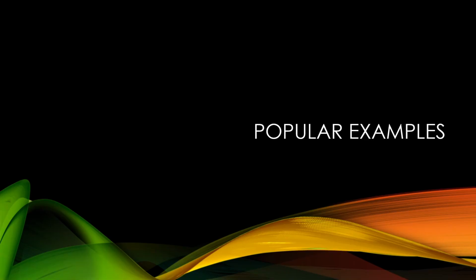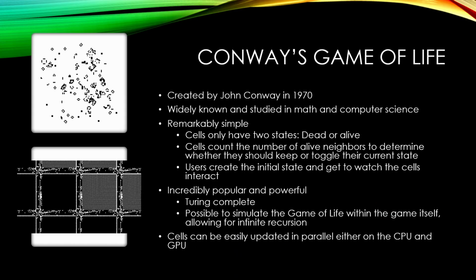Alright, now that you have a basic understanding of cellular automata, let's move on to some popular examples of how it's used. The first example is actually one that you saw on the second slide, which is Conway's Game of Life. It was created in the 70s by John Conway and has been widely studied in math and computer science, and is probably one of the most popular cellular automata models available.